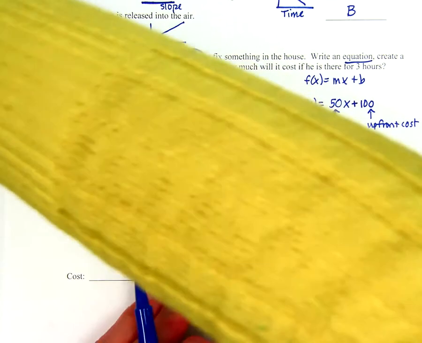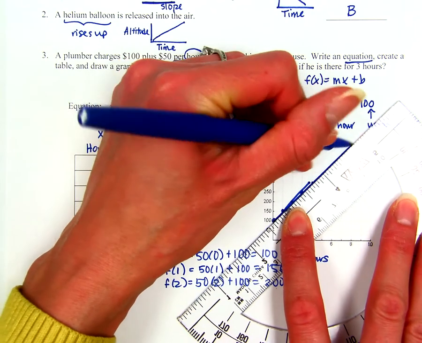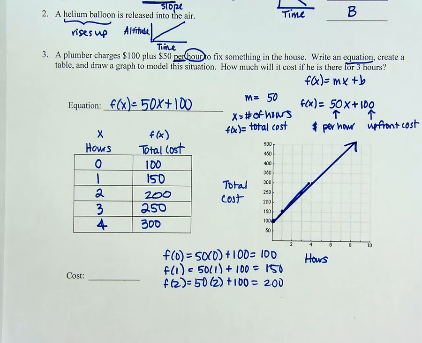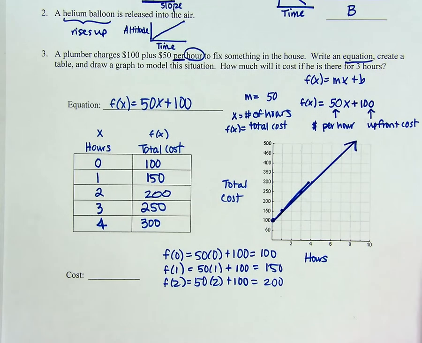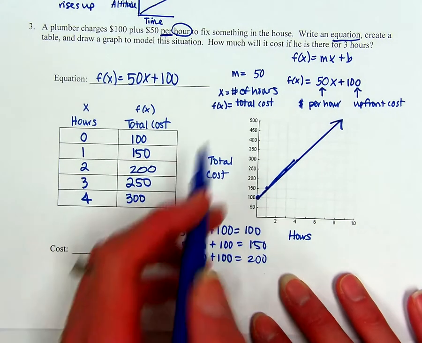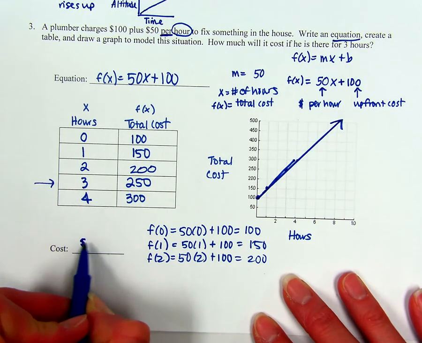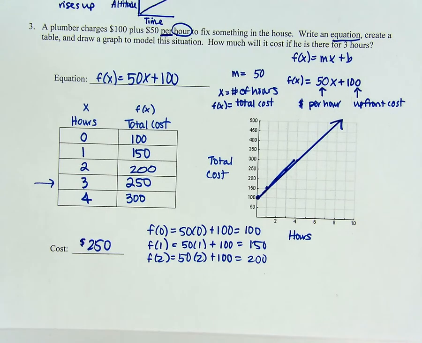Here, I'll even use a ruler. And we'll put an arrow on at the end, because theoretically, it could go on forever. Hopefully someone's not working for 24 hours to try to fix something, but you never know. All right, so the last question, how much will it cost if he is there for 3 hours? Well, if he's there for 3 hours, it'll cost $250. All right, flip over to the next page.